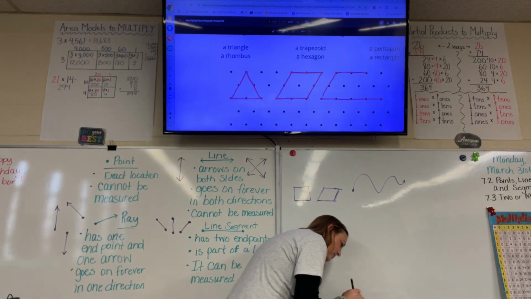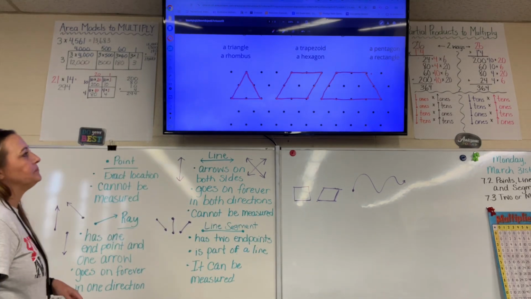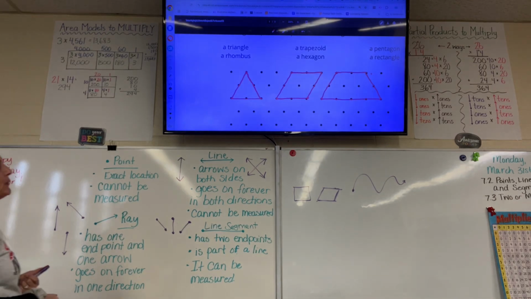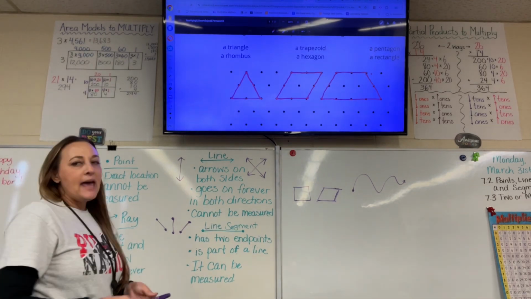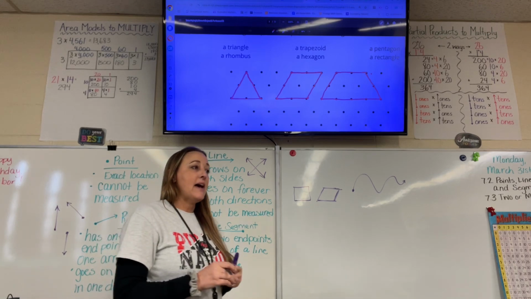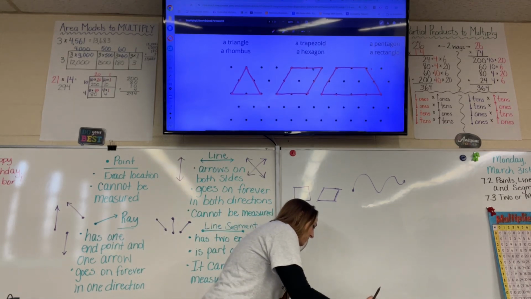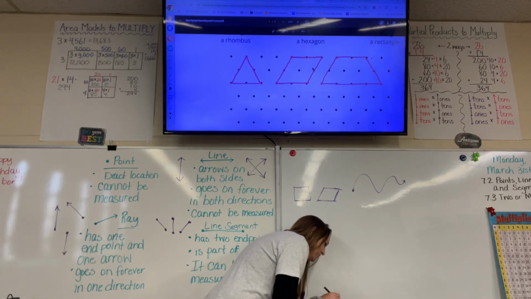So instead of being pointy on top, it's flat on top. So that's a trapezoid. Next is a hexagon. How many sides does a hexagon have? Ari? 6. Yes.